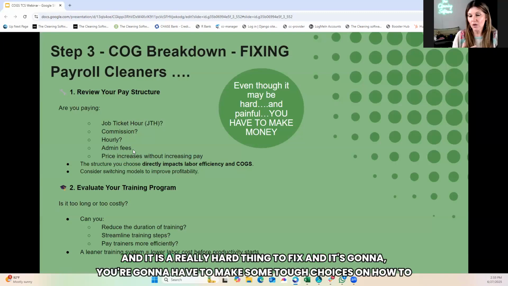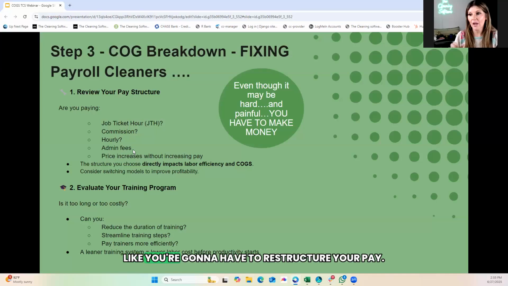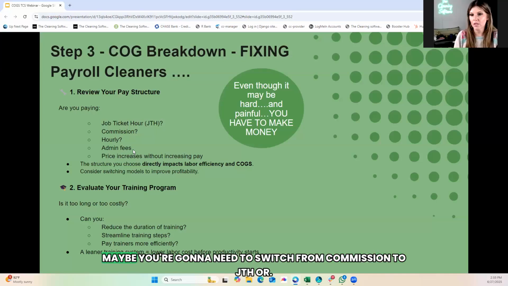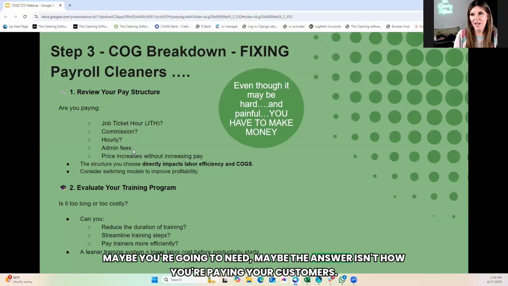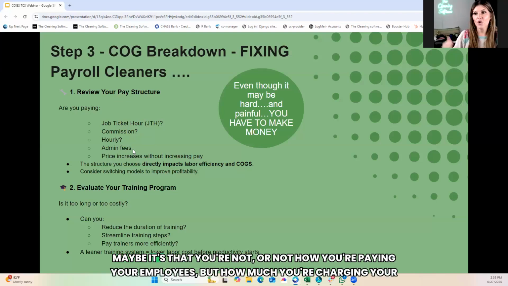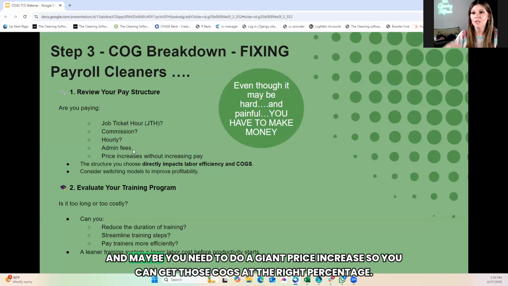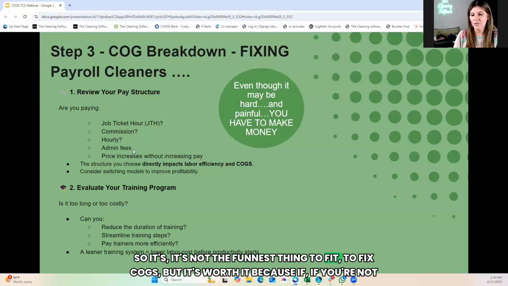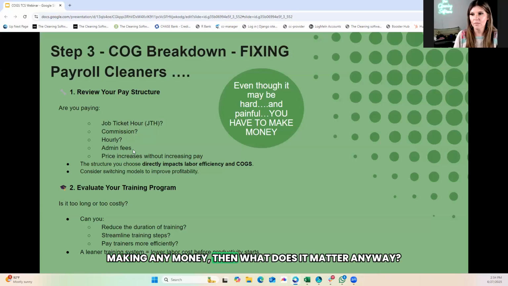And it is a really hard thing to fix, and you're gonna have to make some tough choices on how to fix it. You're gonna have to restructure your pay. Maybe you're gonna need to switch from hourly to JTH. Maybe you're gonna need to switch from commission to JTH, or maybe the answer isn't how you're paying your employees, but how much you're charging your customers. And maybe you need to do a giant price increase so you can get those COGS at the right percentage. It's not the funnest thing to fix COGS, but it's worth it, because if you're not making any money, then what does it matter anyway?